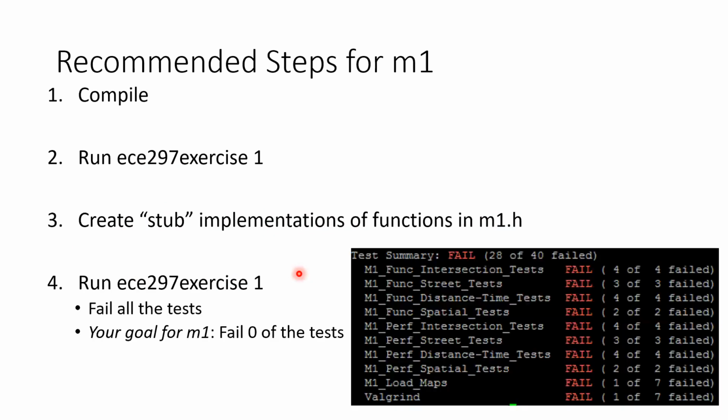After this, you will get a test summary after all of the tests are run. Because all of your functions are empty, you will be failing all of the tests. And here is a summary of the tests that we will run. Your goal for M1 is to fail 0 of the tests.